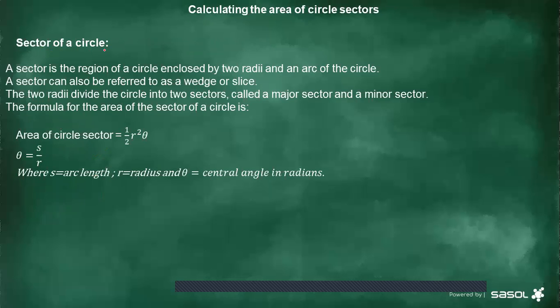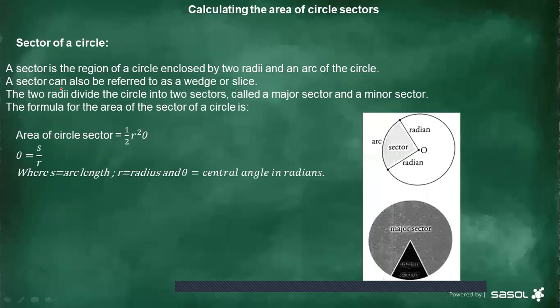The sector of a circle. Let's now read to understand what a sector is. A sector is a region of a circle enclosed by two radii and an arc, which is this one. The sector can also be referred to as a wedge or a slice. The two radii divide the circle into two sectors, called the major sector and the minor sector.